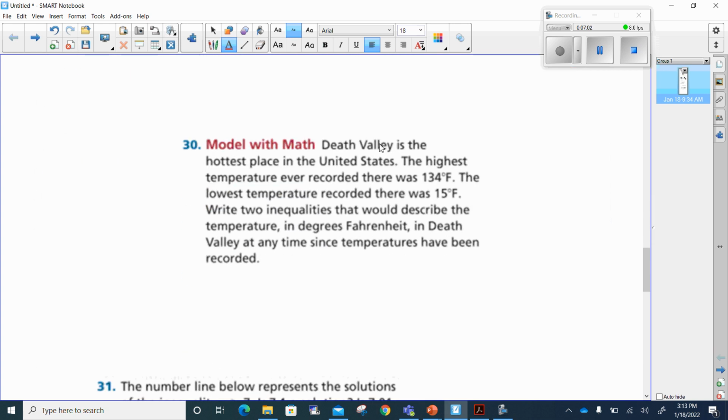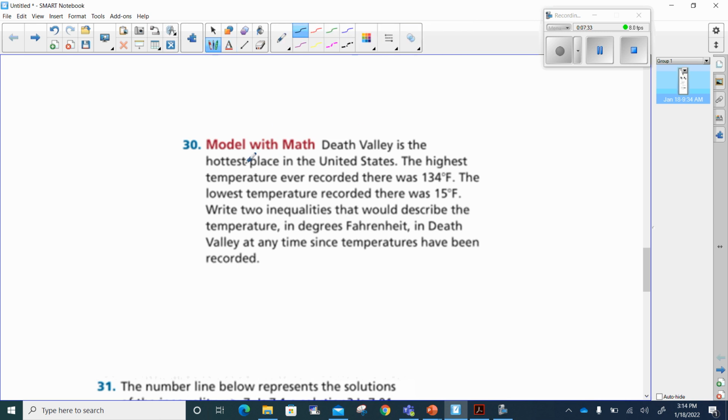Number 30 is mine. Death Valley is the hottest place in the United States. The highest temperature ever recorded was 134 degrees Fahrenheit. The lowest temperature recorded there was 15 degrees Fahrenheit. Write two inequalities that would describe the temperature in degrees Fahrenheit in Death Valley at any time since temperatures have been recorded. All right, let's break this down.